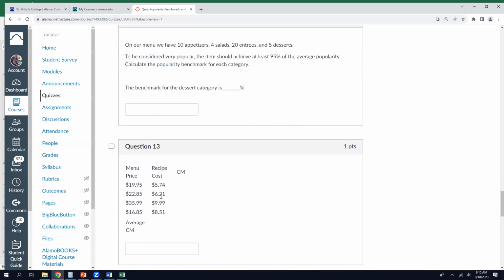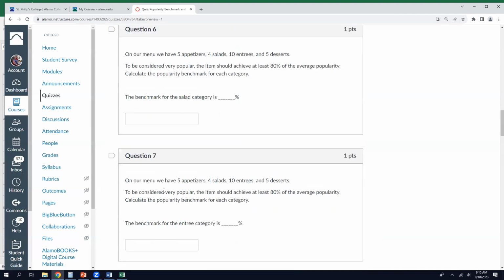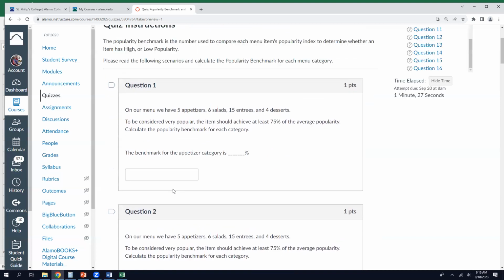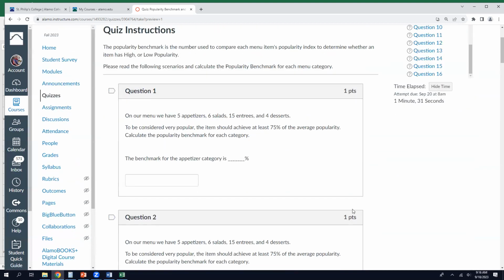The popularity part is where it gets a little bit more tricky. There are essentially 3 questions. I just have broken them out into 4 parts per question, so question number 1, 2, 3, and 4. It's using all the same information. It's just asking for a different one.